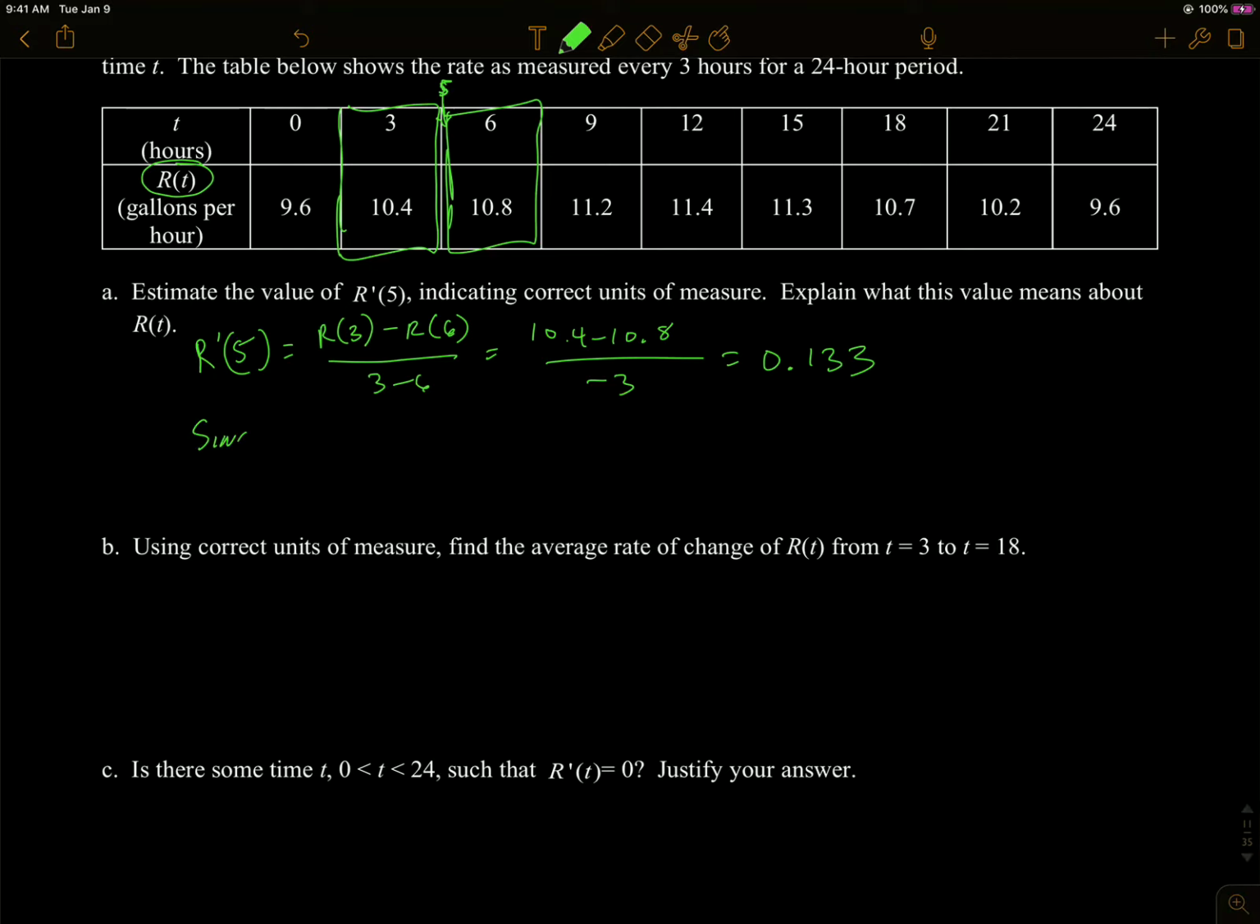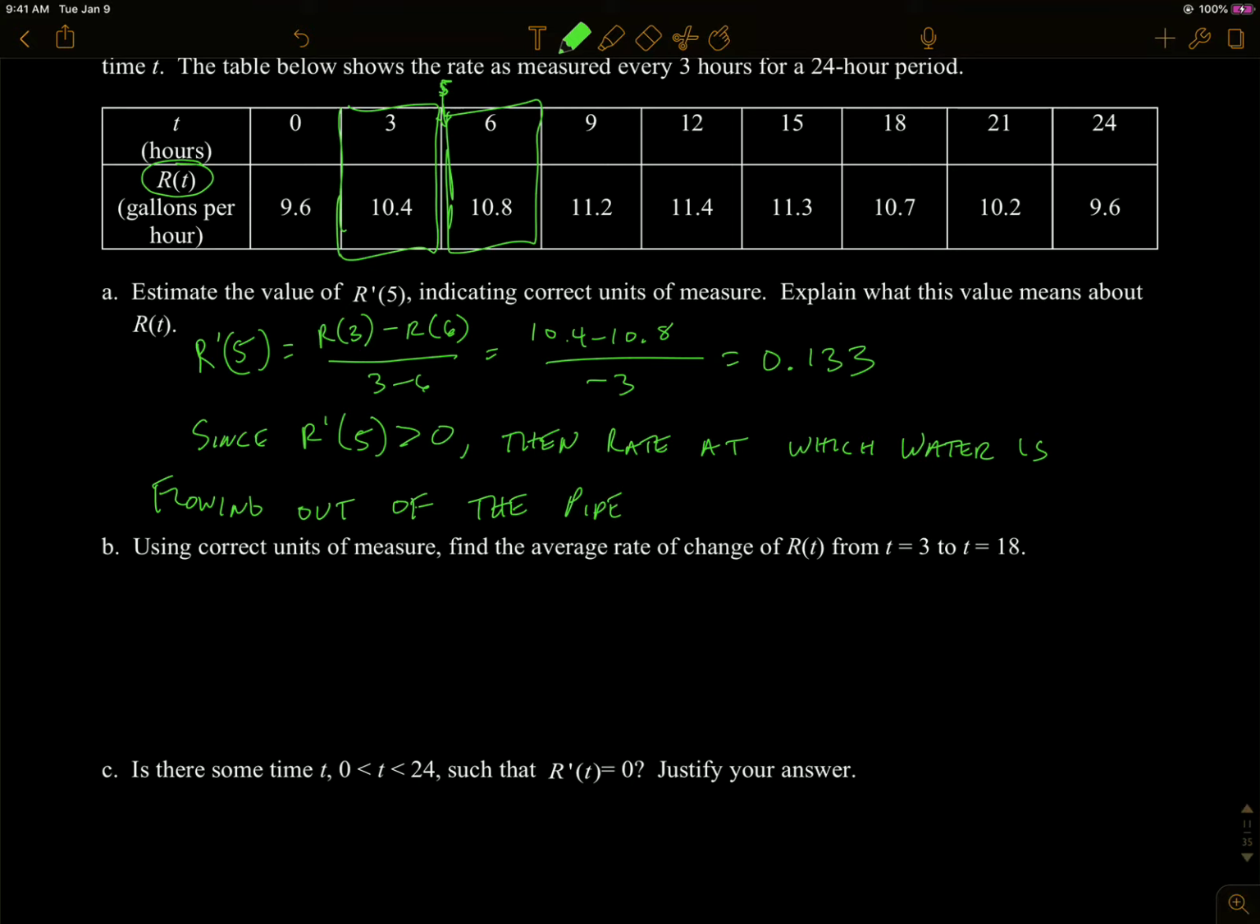So we're going to say since r prime of 5 is positive, then we're going to state what this means. The rate, because r is the rate at which something's happening. So the rate at which water is flowing out of the pipe is increasing at t equals 5 hours.